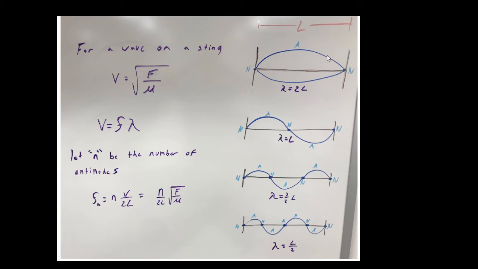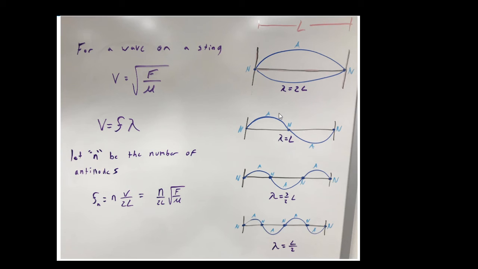So we started with half a wavelength being the length of our string. Here, our wavelength is the length of the string. And if we go on, we'll see that once we add another half wavelength, we'll get 3/2 L. And then at the bottom, we have 2 full wavelengths, so our wavelength is half of our length.